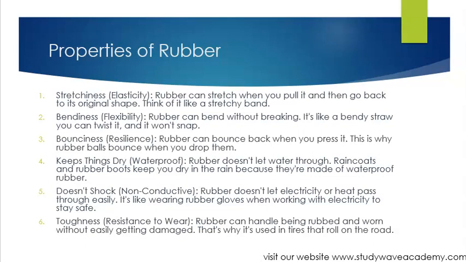Two, we have bendiness. Rubber can bend without breaking. It's like a bendy straw. You can twist it and it won't snap. So rubber is flexible. It bends without breaking. This property makes it useful in products like rain boots, where you need flexibility while walking and it's raining.